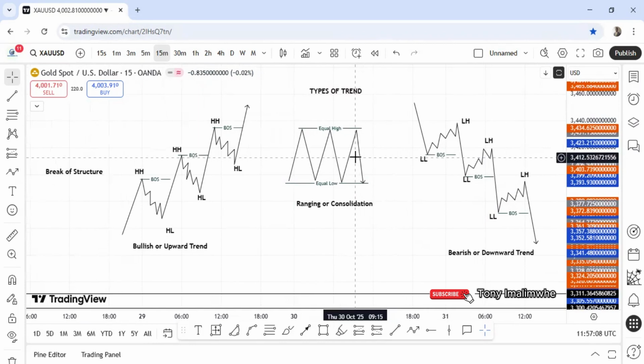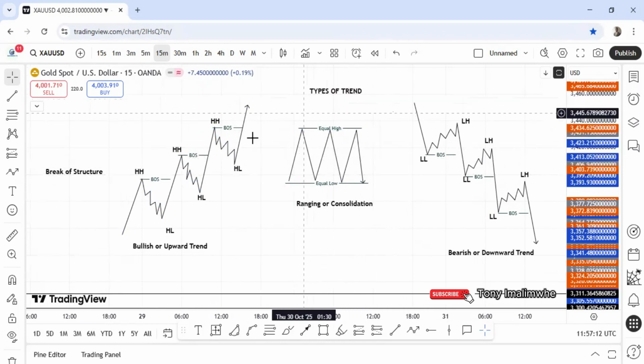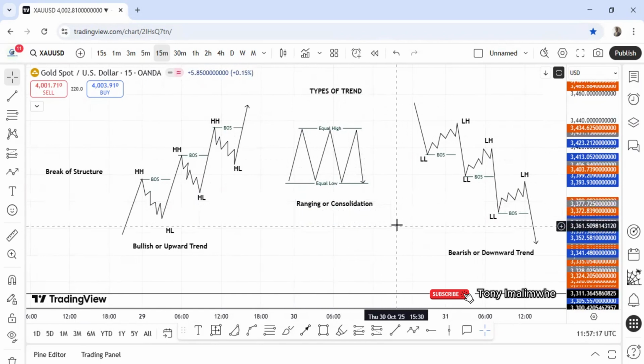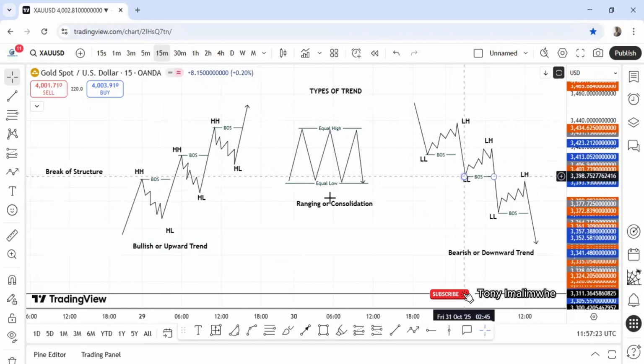I don't want this video to be too long, so I'm just going to end it with the types of trend that we have, for beginners to understand. In our next video, we'll talk more about this break of structure, and what to do when there's a break of structure in the market.